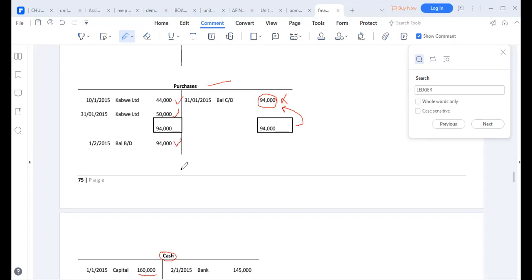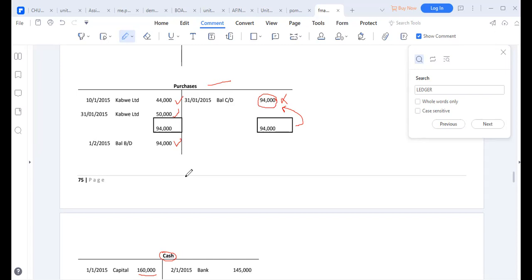This is the 94. So first, you have to add the total debit side. The same figure you have put in the total column, put it also in the total column where there is nothing. The same figure, put it up as the balance carried down.